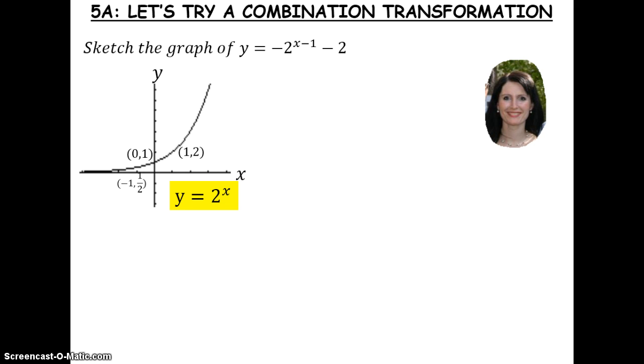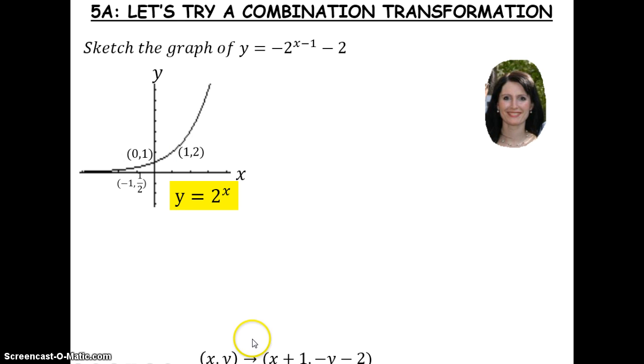Now we want to sketch the graph of y equals -2 to the power of x minus 1, minus 2. This is a combination of transformations. So let's think about the mapping that would take place with this. Here is y equals 2 to the power of x, our basic graph. The points -1, 0 and 1 are mapped in there.